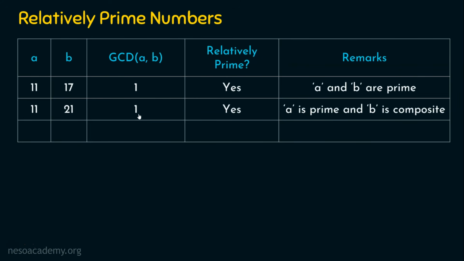So in the second scenario, where one is a prime number and the other one is a composite number, which is this, A is a prime number and B is a composite number, but still they are relatively prime to each other. Can we conclude like this? If any one of the numbers is a prime number, then it should be relatively prime. No, we cannot conclude like this.